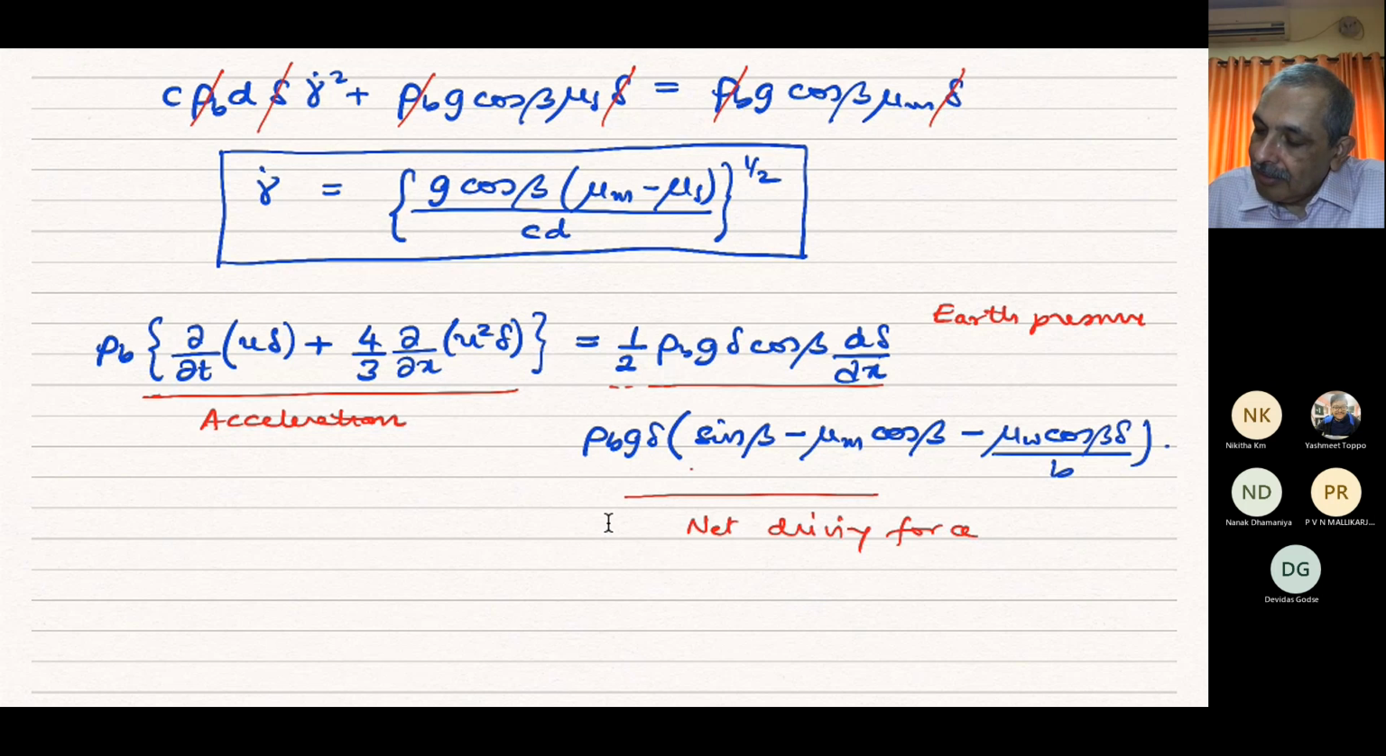And for many situations, what you find is that this term, earth pressure, is almost equal to 0. So we can neglect that, because usually the changes in thickness are not so large to create a large earth pressure. So del delta by del x is usually quite small. So we can usually neglect that term. And so then we are left with a quite simple equation.